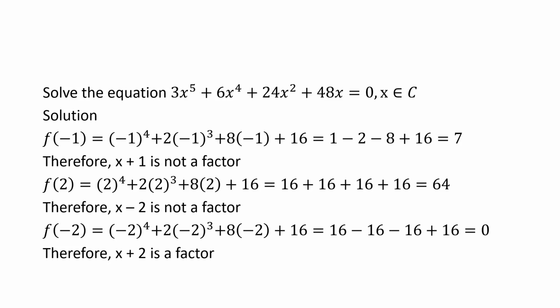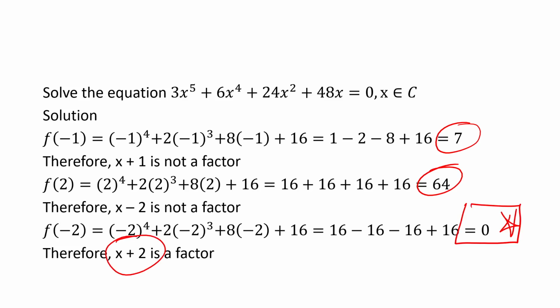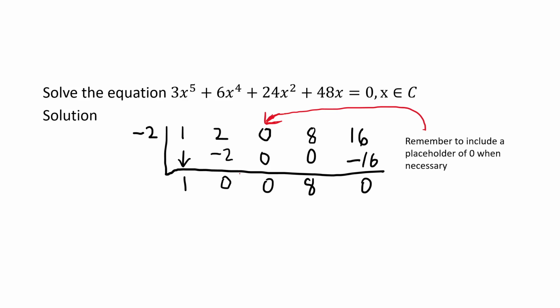Plugging in an x value of negative 1 does not give 0. Plugging in an x value of 2 does not give 0. But plugging in an x value of negative 2 does give a 0. That means x plus 2 is a factor. So we use our synthetic division process. Since we're factoring out x plus 2, we put a negative 2 to the left.